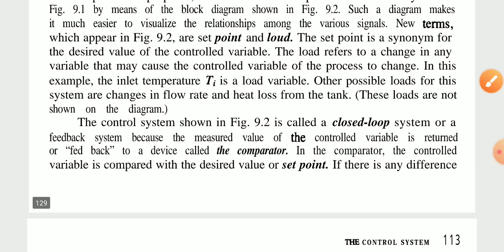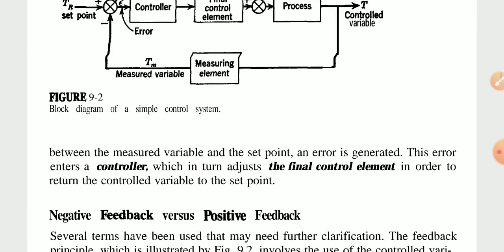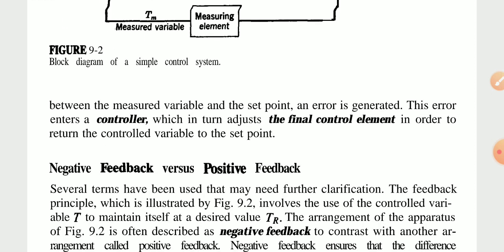Figure 9.2 is a closed loop system or feedback system because the measured value of the control variable is returned as feedback to the device called the comparator. In the comparator, the control variable is compared with the desired value or set point. If there is any difference between the measured variable and the set point, an error is generated. This error enters a controller, which in turn adjusts the final control element in order to return the control variable to the set point.